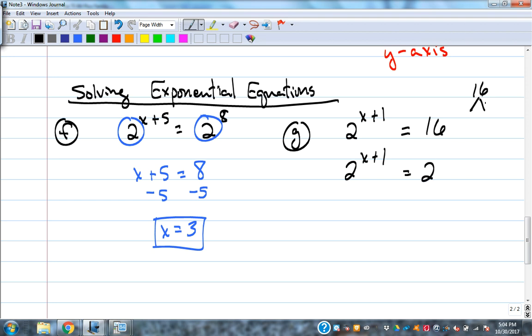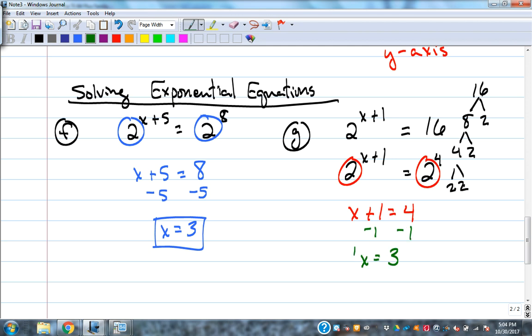Let's see. 16 breaks down into 8 and 2, 4 and 2. How many 2's is that? It's 4. So 2 to the 4th power. And so now the bases are the same, so I can drop them and say x plus 1 is equal to 4, and solve that. And there x equals 3 again.